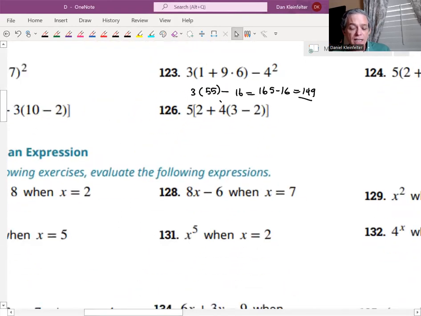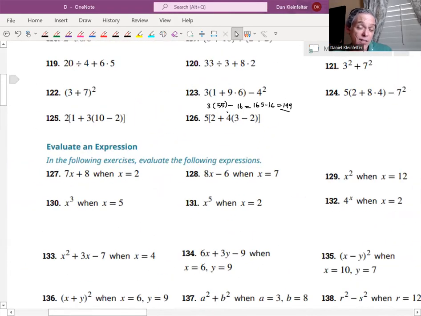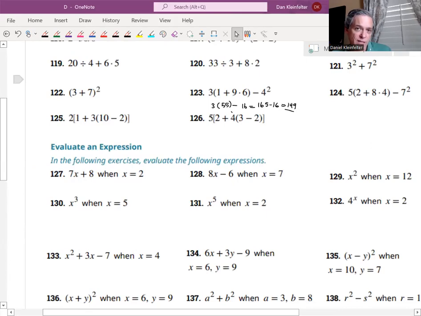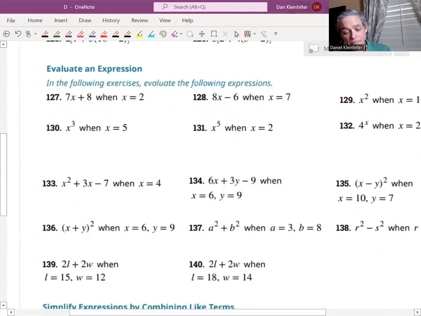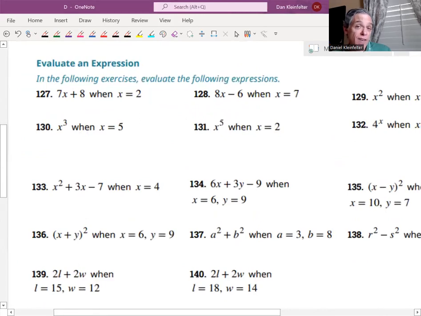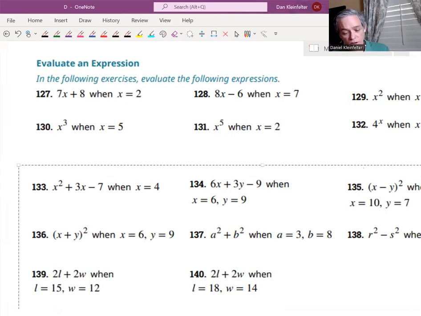So keep practicing with order of operations. It's an essential skill, and it's fortunately one thing that does get better with practice. In the next couple of examples, we're evaluating. So we're replacing a variable with a value and then computing according to order of operations. So let's see that.